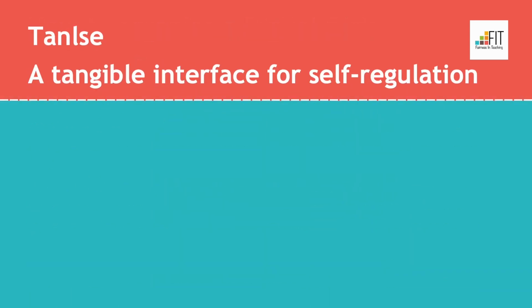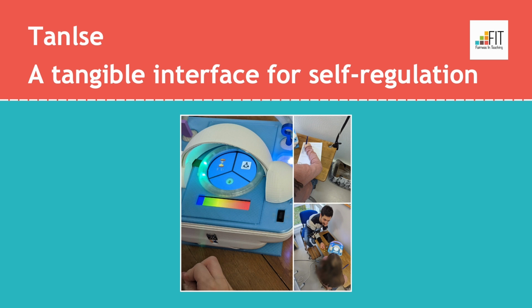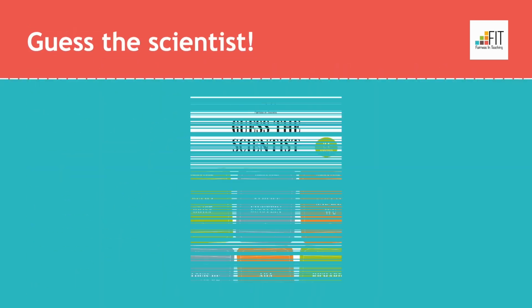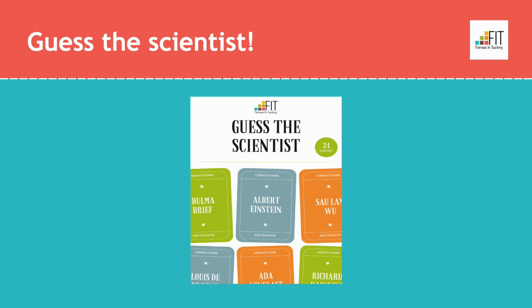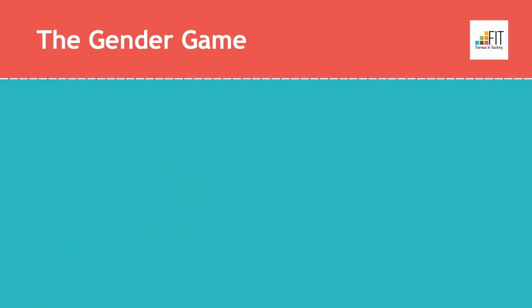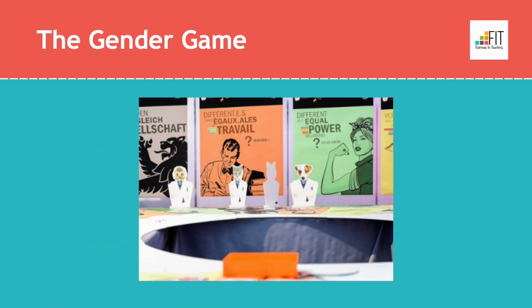This tangible tool aims to support the learning of self-regulation in school activities. The game is based on the Guess Who board game. Students find a scientist by asking only yes or no questions related to his or her appearance or expertise. The game proposes a selection of 24 scientists, both real and fictional. The Gender Game is an interactive board game for children, young people and adults to raise awareness of gender differences in our society.